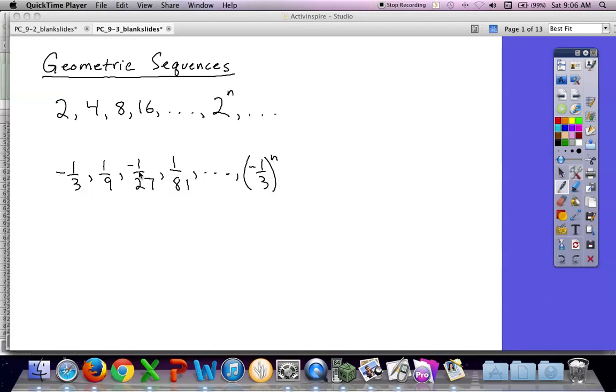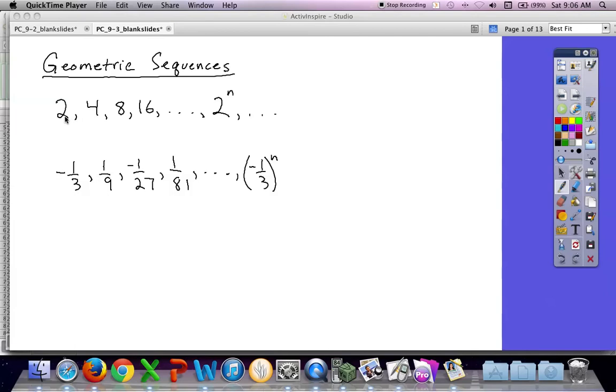Section 9.3, Geometric Sequences. It's another section that is pretty darn close to what you've already seen in Algebra 2. A geometric sequence, you multiply each term to get the next term in the sequence.